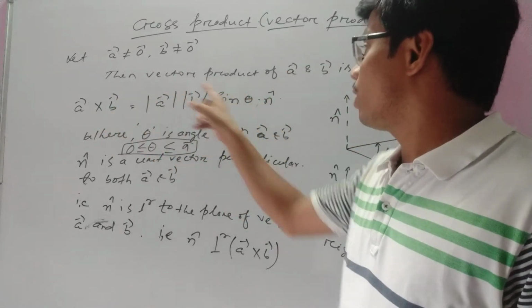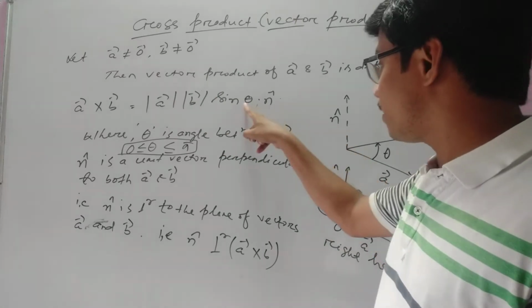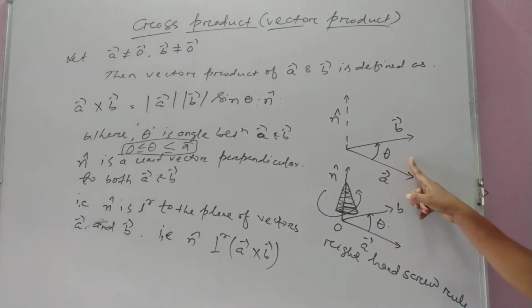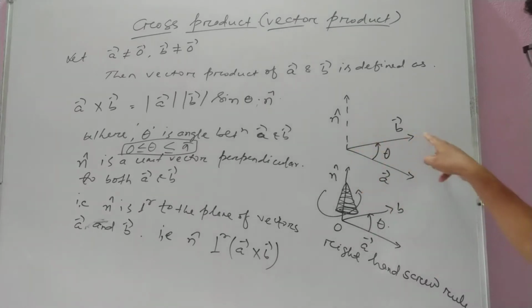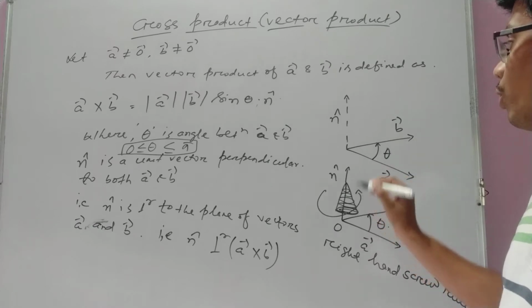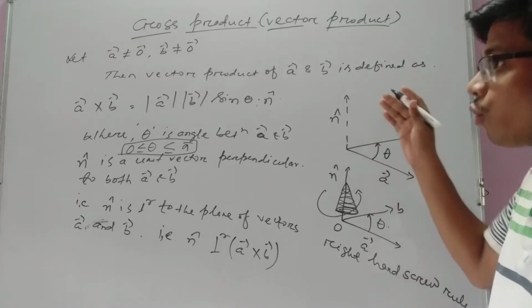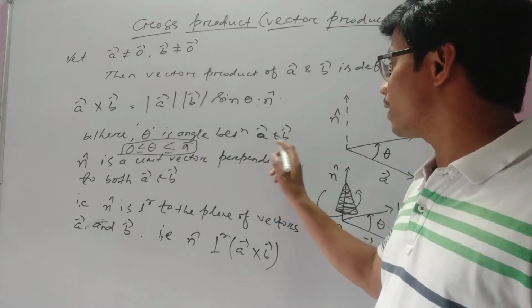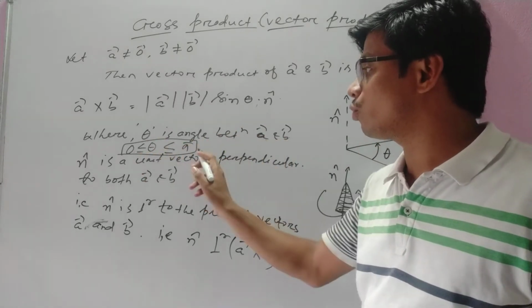Theta is the angle between A vector and B vector. This is the diagram: A vector, suppose this is B vector, so the angle between these two vectors is theta. This n cap shows the direction of these two vectors, and theta is the angle between A vector and B vector, and theta lies between 0 to pi.